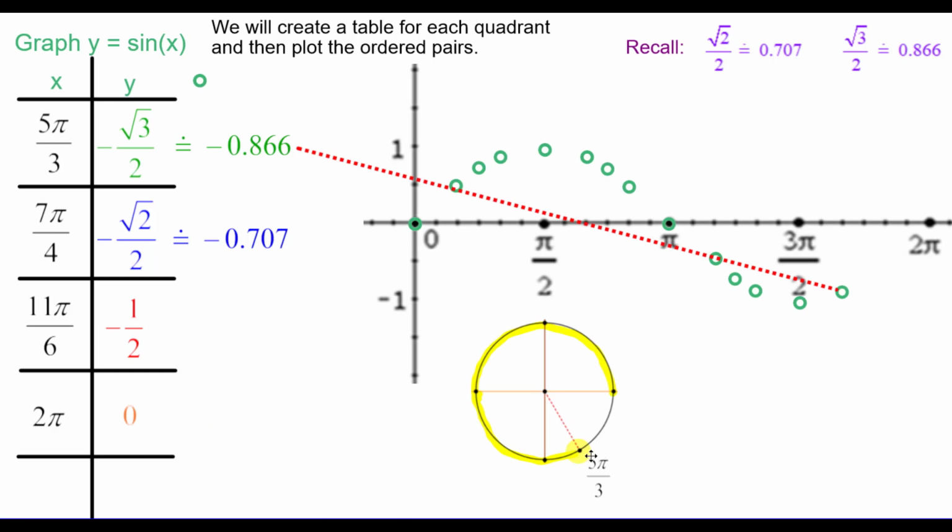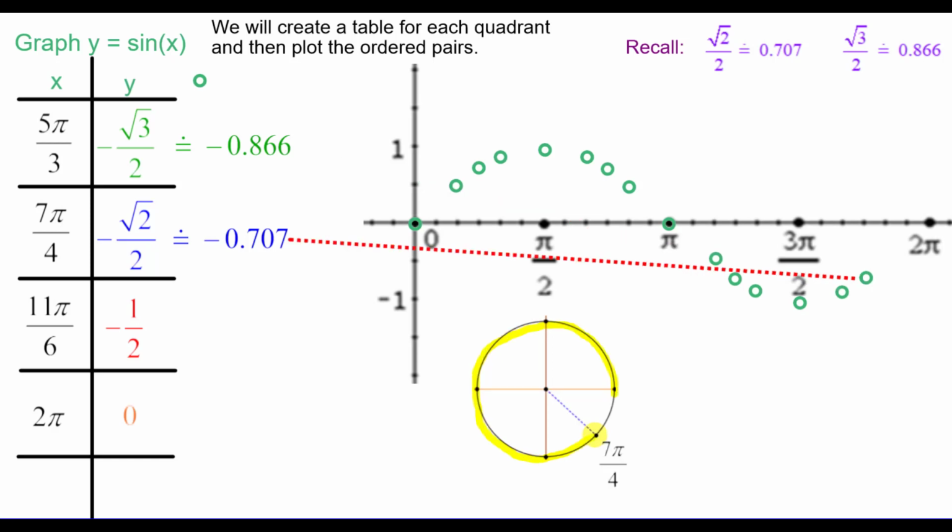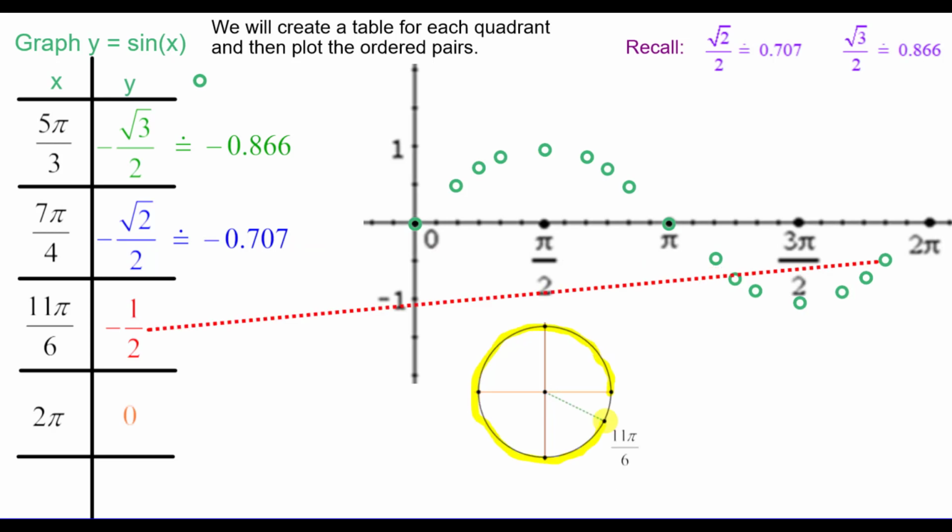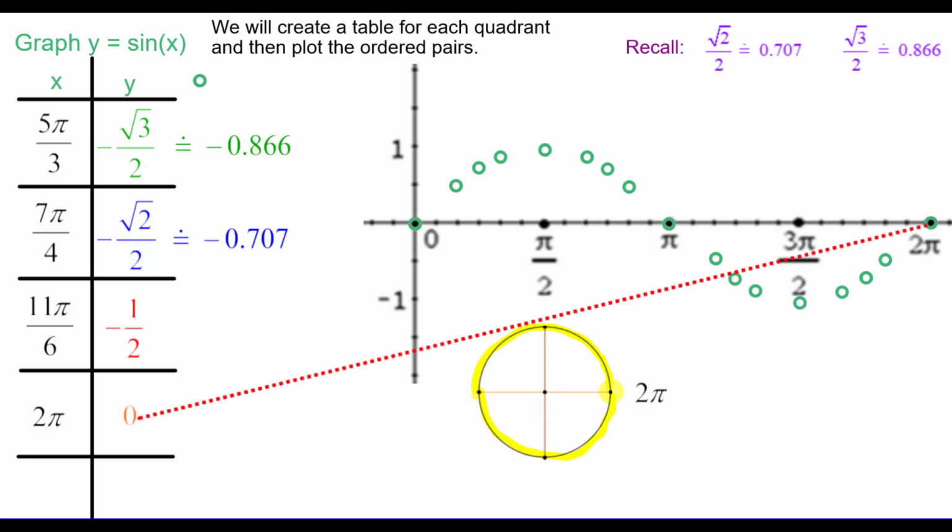5 pi over 3 lands here in the fourth quadrant. The sine is about negative 0.9. 7 pi over 4, about negative 0.7. 11 pi over 6 is exactly negative a half. And at 2 pi, back to 0.